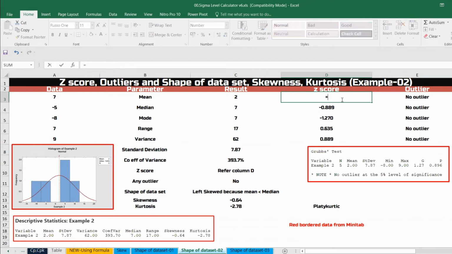So for example, let me do it one more time. X minus x bar, that is, mean is called x bar, and then standard deviation.